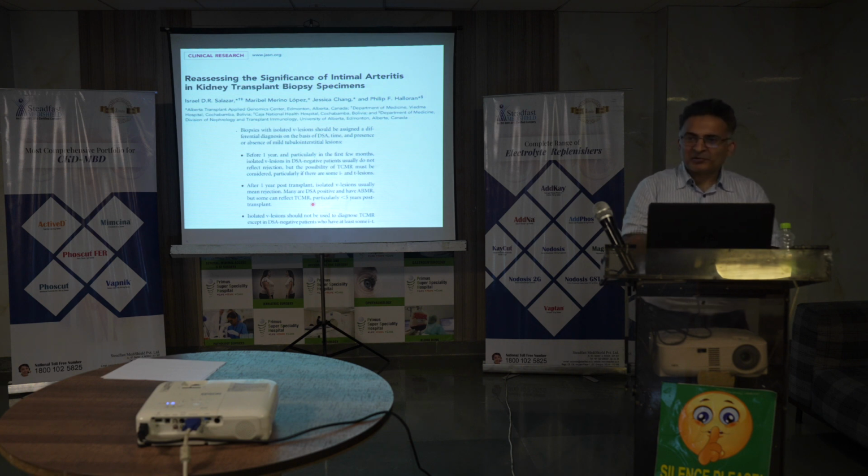So we'll go for one plasmapheresis, and obviously one plasmapheresis is not going to help. If you start plasmapheresis, you'll go for 3. So at least in such cases we do 5 sessions, and maybe more if the DSAs are positive. Sometimes we might even extend the cover. So after 1 year post-transplant, isolated V lesion usually means rejection.